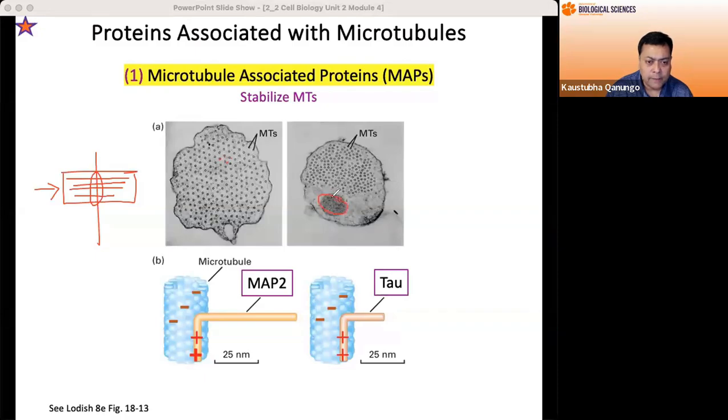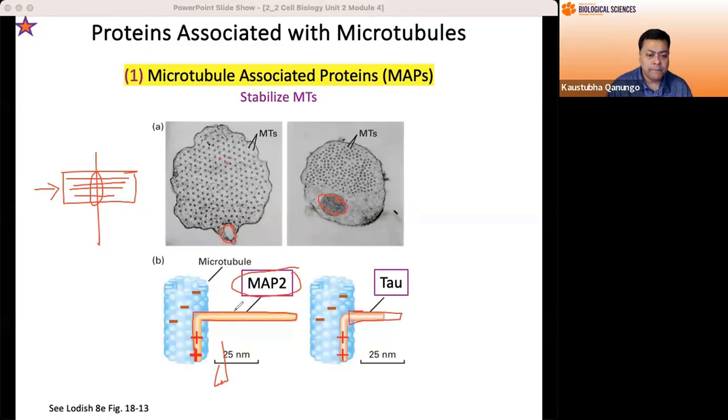This is a nucleus right here. So they are a little bit dense. So how can the cell arrange that? There are some proteins called microtubule associated proteins, and these proteins are known as the spacer proteins. So this is MAP2, which has a longer arm. You can see that it has a longer arm. Whereas here, there is a microtubule associated protein which has a shorter arm.